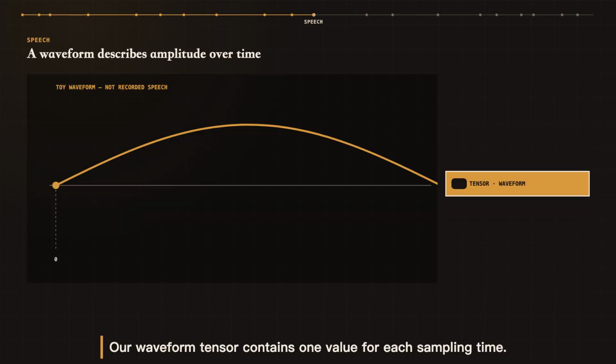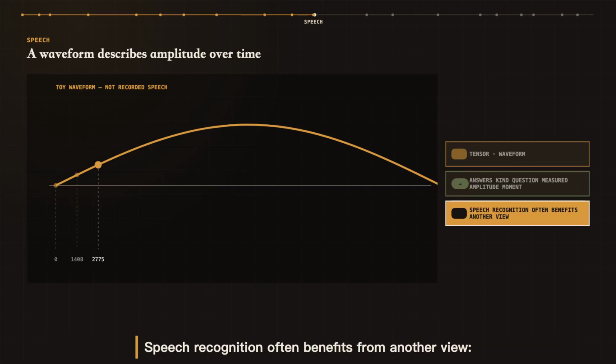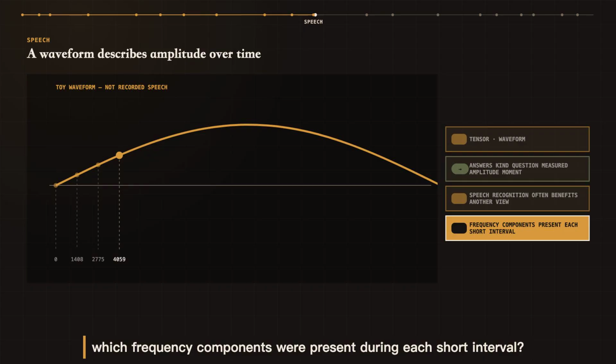Our waveform tensor contains one value for each sampling time. It answers one kind of question. What was the measured amplitude at this moment? Speech recognition often benefits from another view. Which frequency components were present during each short interval?